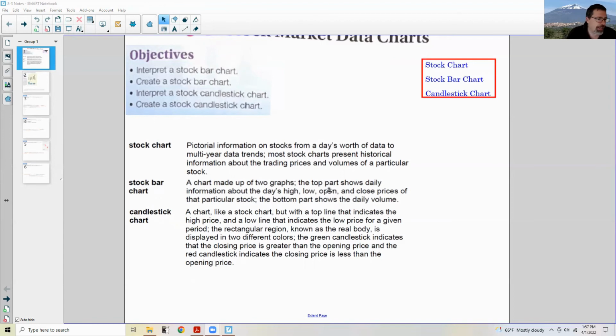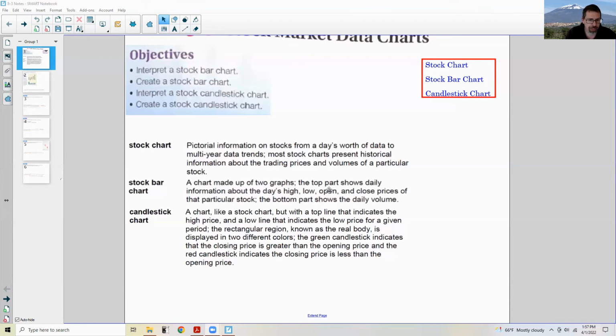All right, and then the candlestick chart, my favorite. I love candlestick charts. That's what I use. It's a chart like a stock chart, but with a top line that indicates the high price and a low line that indicates a low price for a given period. The rectangular region known as the real body is displayed in two different colors. Green candlestick indicates that the closing price is greater than the opening price, and the red candlestick indicates the closing price is less than the opening price.